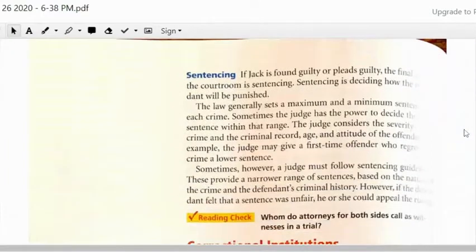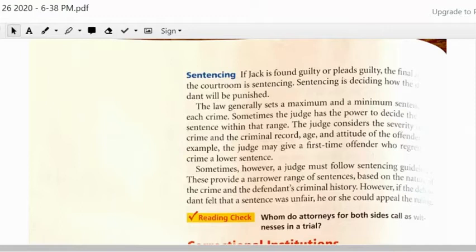Sentencing. If Jack is found guilty or pleads guilty, the final step in the courtroom is sentencing. Sentencing is deciding how the defendant will be punished. The law generally sets a maximum and a minimum sentence for each crime. Sometimes the judge has the power to decide the length of the sentence within a certain range. The judge considers the severity of the crime and the criminal record, age, and attitude of the defendant.